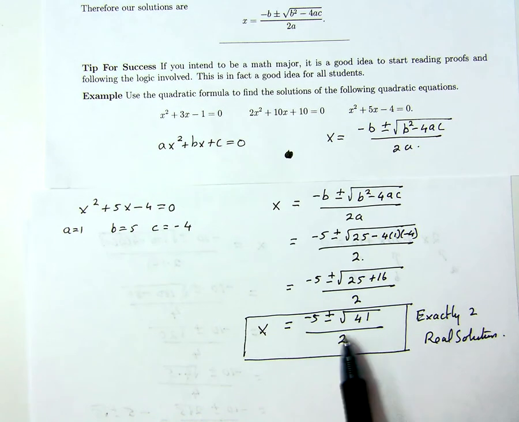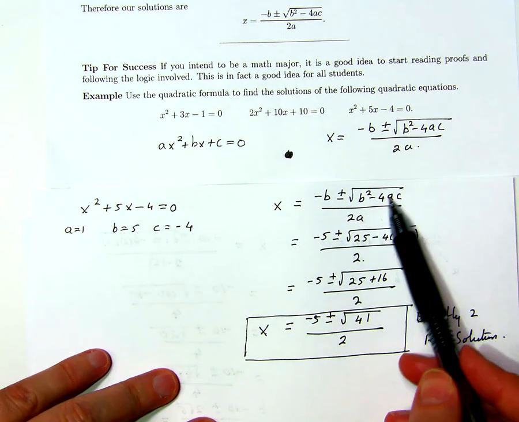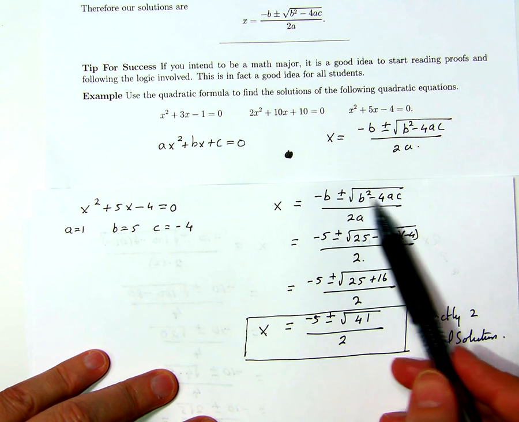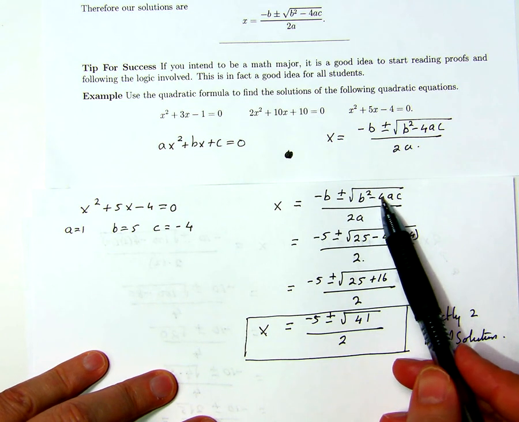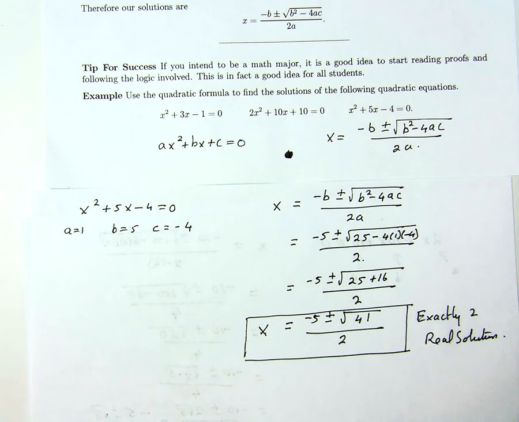In the next section we'll discuss what happens here when I have 0, when I have exactly one real solution, or if this is negative, then I have no real solutions.